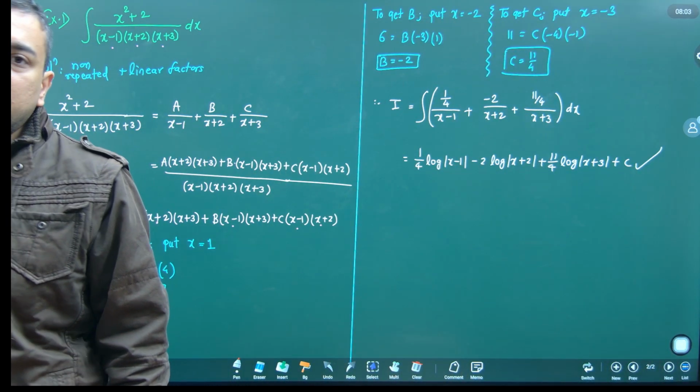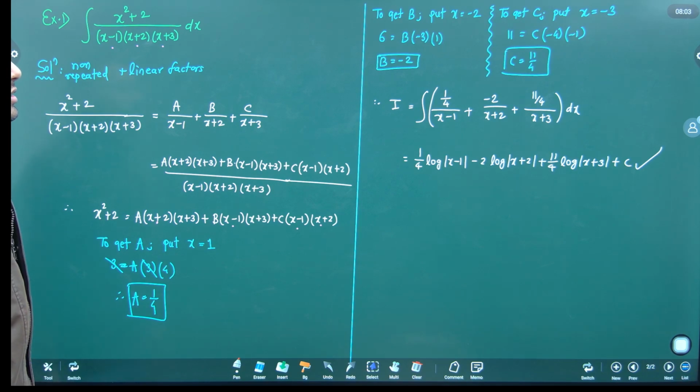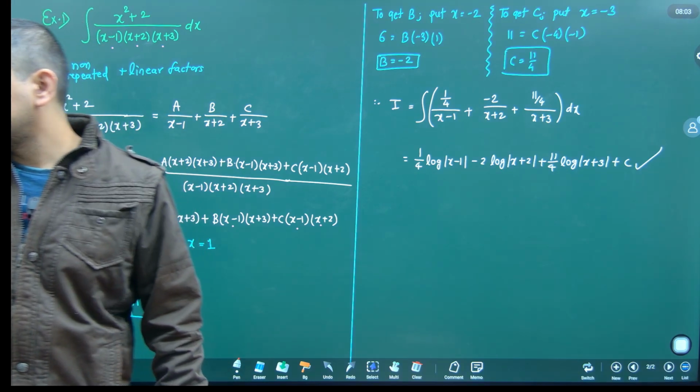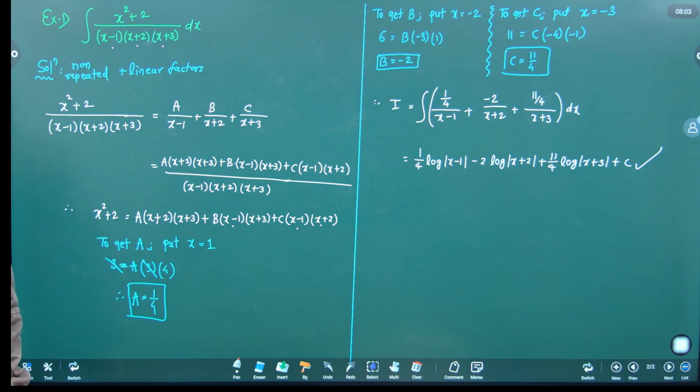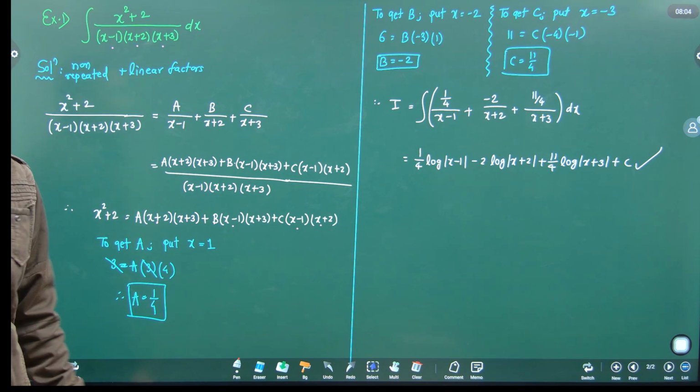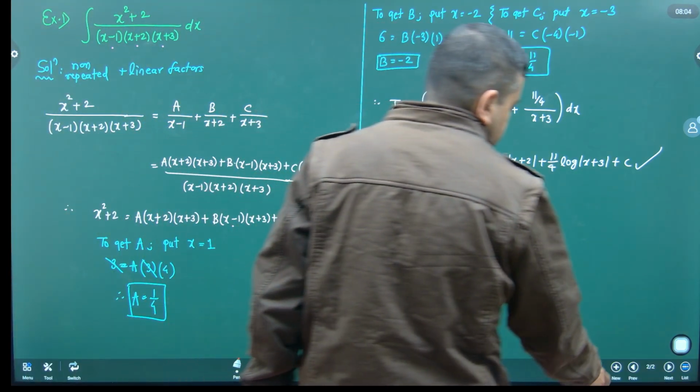You can note it down, you can pause the video and solve this example. Okay, let us see the second one.